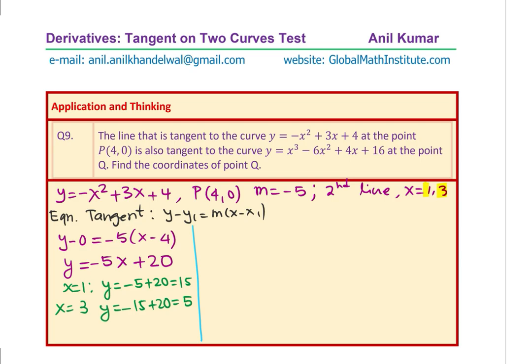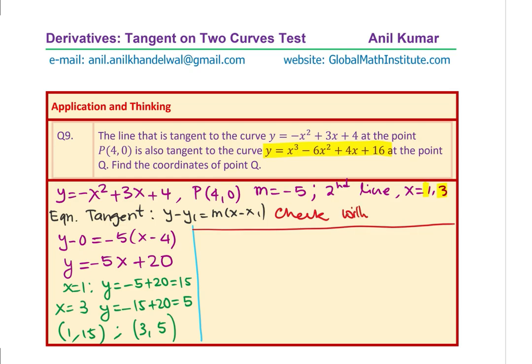Now we have to see which one of these is on the curve, right? So we are looking at 2 points, which is (1, 15), and the other one is (3, 5). Now, which one satisfies the other line? That is what you need to check. And this is the part which is missed most of the time. So what we have to do here is check the value of x.